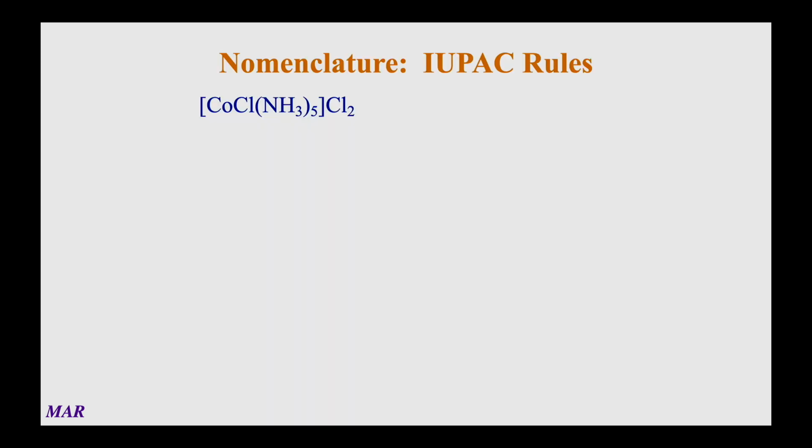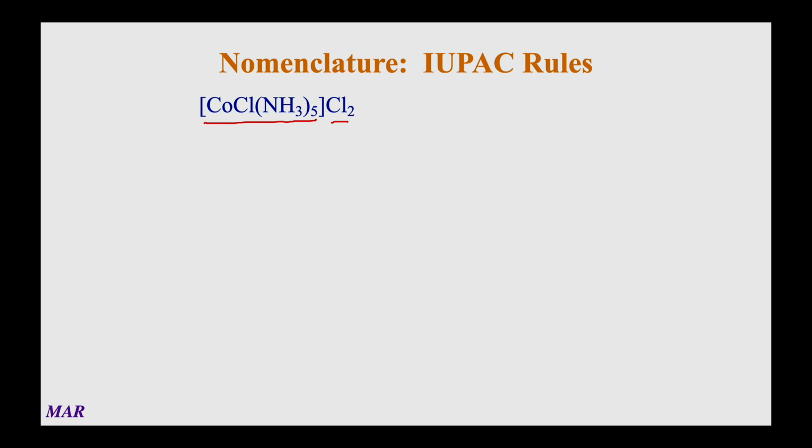Here's just some more examples. This one right here, as you can see, has square brackets. This is the cation and this is the anion. So if this was, say, MgCl2, we would call it magnesium space chloride. Well, we're going to call the complex ion first, have a space, and then put chloride after it.